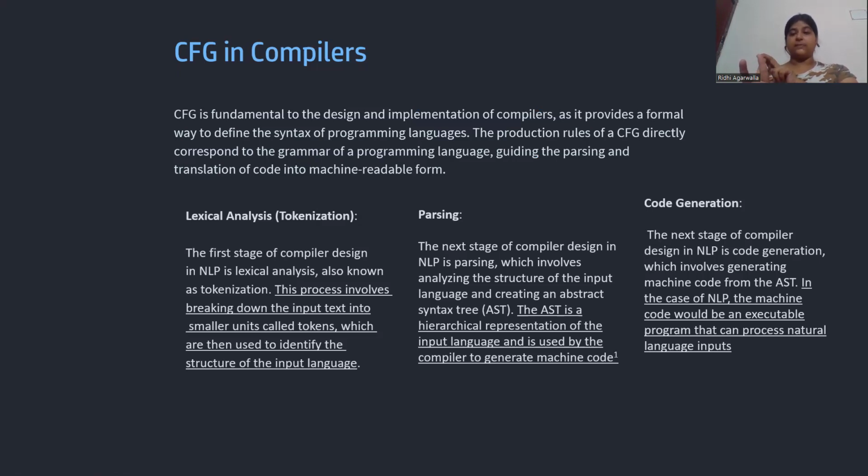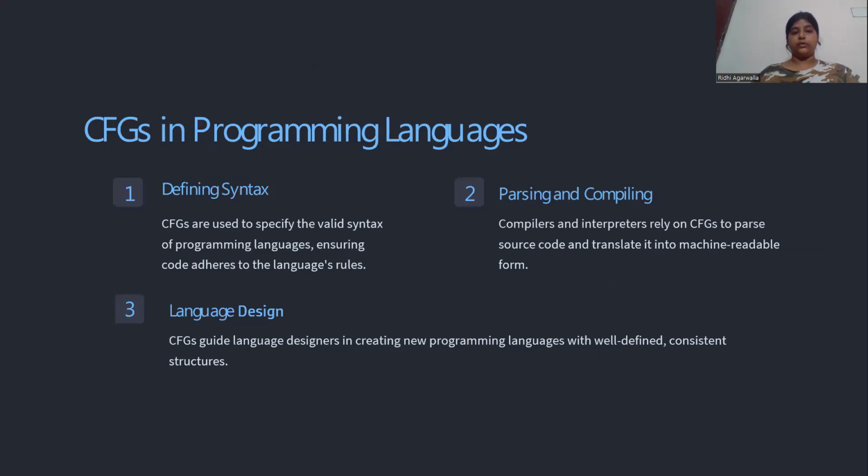Already I have explained to you the topic of the syntax tree or the parse tree, which is a hierarchical representation. Compilers do the tokenization, then the derivation of the parse tree, and then compile it to generate the machine code. And then this machine code would be an executable program that can be processed.